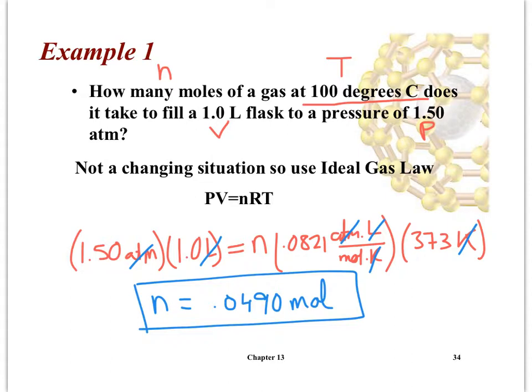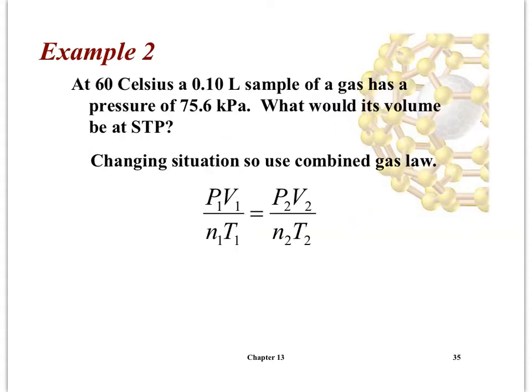Let's look at the next example. Example 2 says at 60 Celsius, a 1/10 liter sample of a gas has a pressure of 75.6 kPa. What would its volume be at STP? So I'm going to again look at my different numbers. 60 Celsius, that's a temperature. And I'm going to go ahead and convert it to Kelvin because we can't really use Celsius. So this is 333 Kelvin.